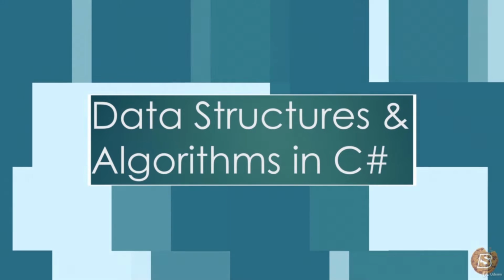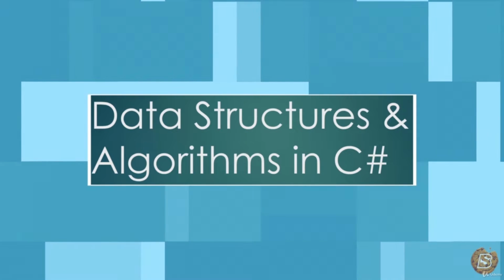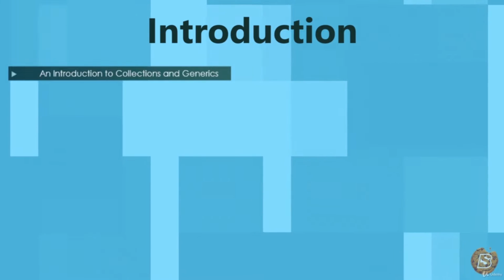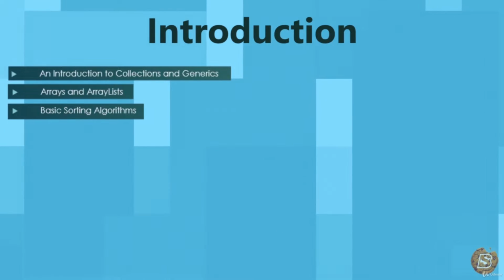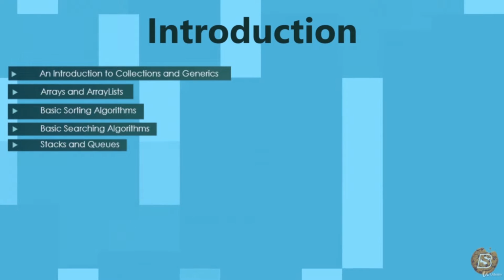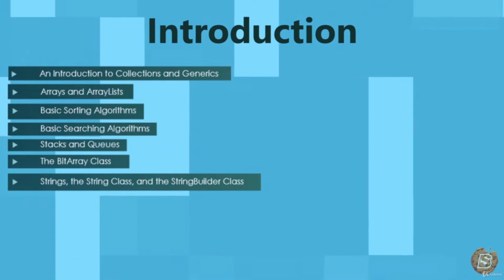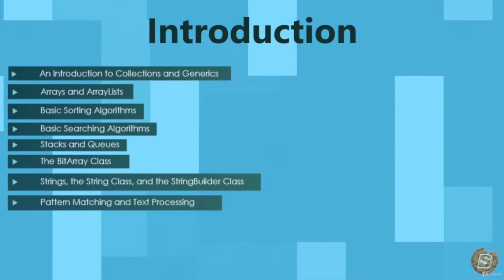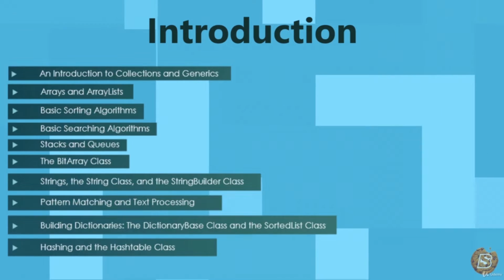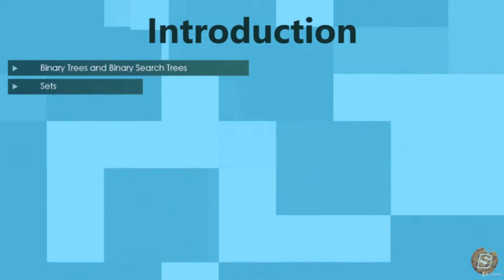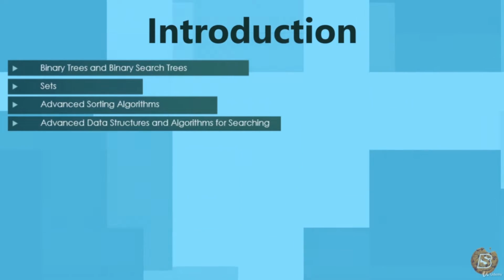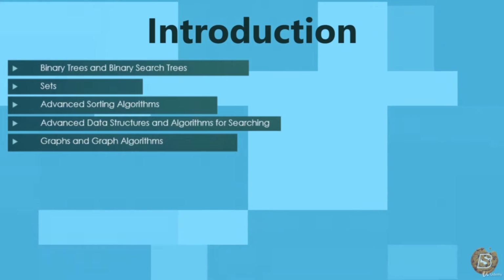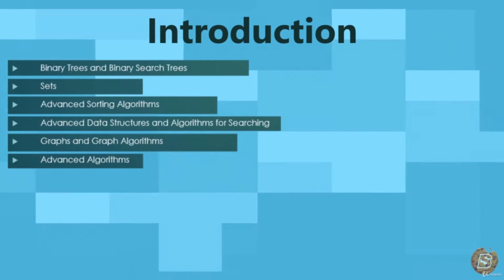In this course, we'll be covering data structures and algorithms in C#. The course will primarily cover collections and generics, arrays and array lists, basic sorting algorithms, searching algorithms, stacks and queues, the bit array class, string class, pattern matching and text processing, dictionaries, hashing, linked lists, binary trees, sets, and sorting algorithms. We'll also cover data structures and algorithms for searching, graphs and graph algorithms, and some advanced algorithms.